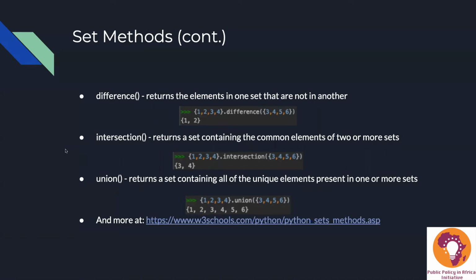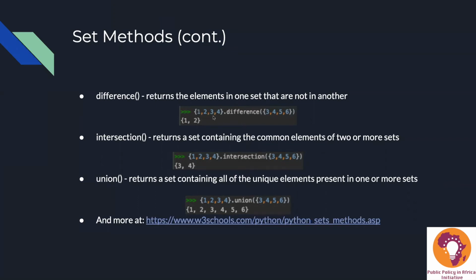So set difference is basic. When you call the difference method on a set, it returns the elements in one set that are not in the other. The important thing to note here is that it returns the elements that are in the set that you call the method on that are not in the set that you pass as a parameter to the difference method. So 1, 2, 3, and 4 is the set that I'm calling the difference method on using dot notation. And the set that I want to compare it to, that I want to determine the set difference with, is 3, 4, 5, and 6.